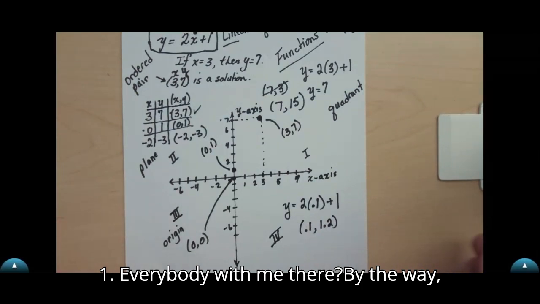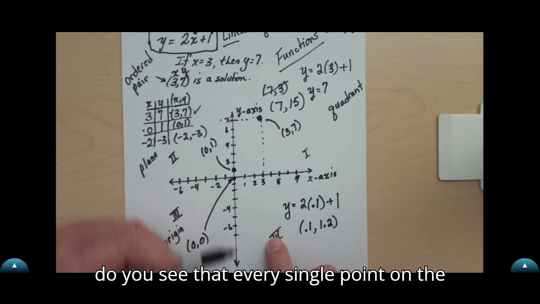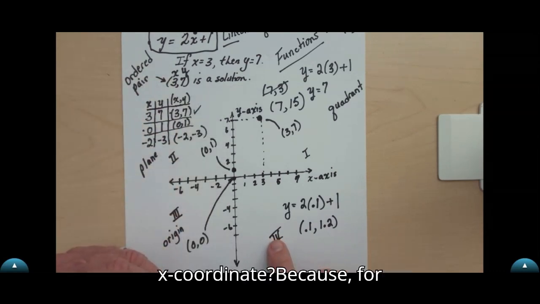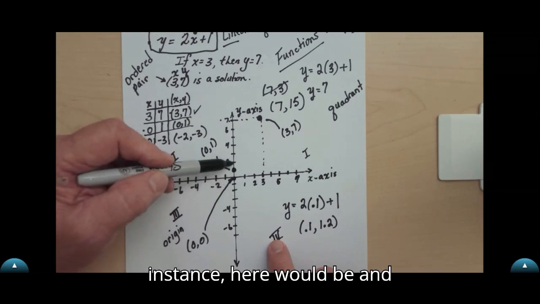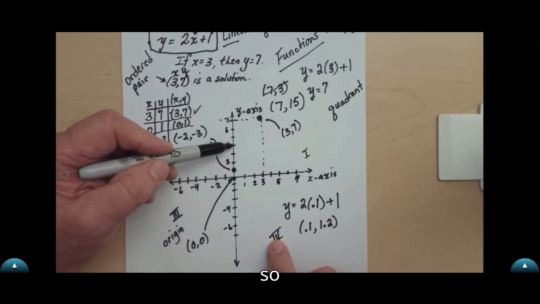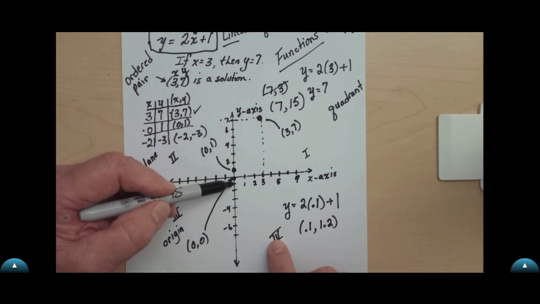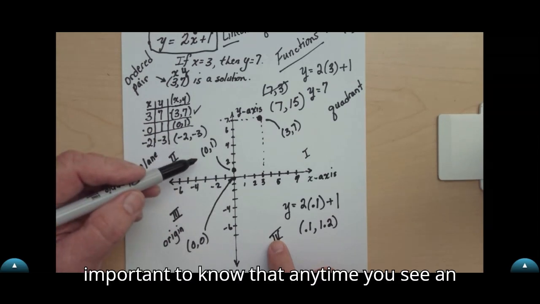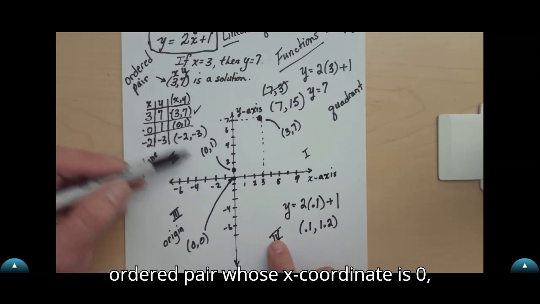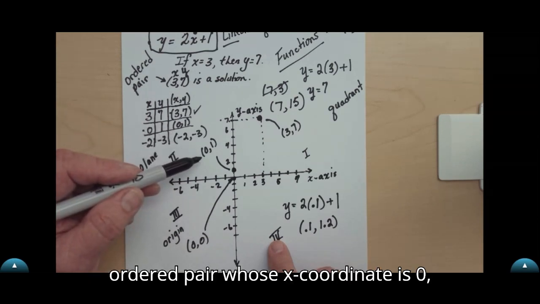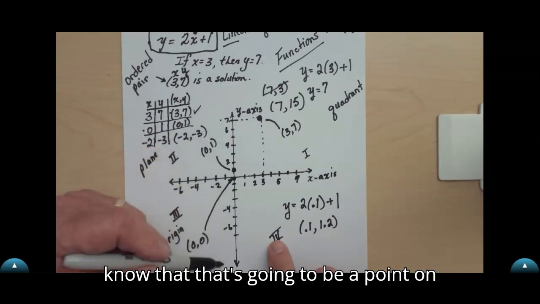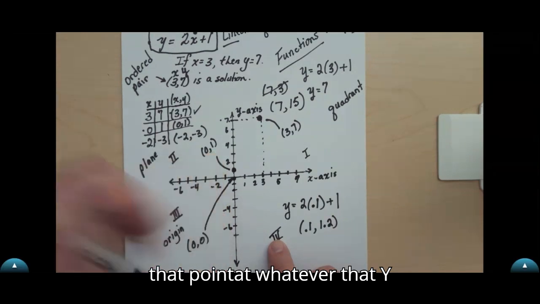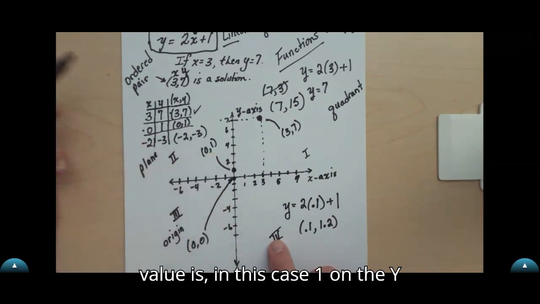Everybody with me there? By the way, do you see that every single point on the y-axis is going to have 0 as its x coordinate? Because, for instance, here would be (0, 2), (0, 3), (0, 4), (0, 5), (0, -1), (0, -2), and so on. It's important to know that anytime you see an ordered pair whose x coordinate is 0, that's going to be a point on the y-axis. And you're just going to plot that point at whatever that y value is, in this case 1 on the y-axis.